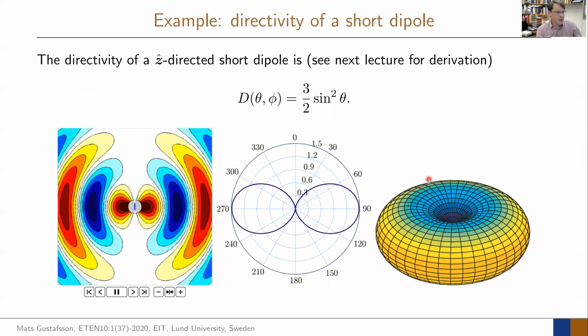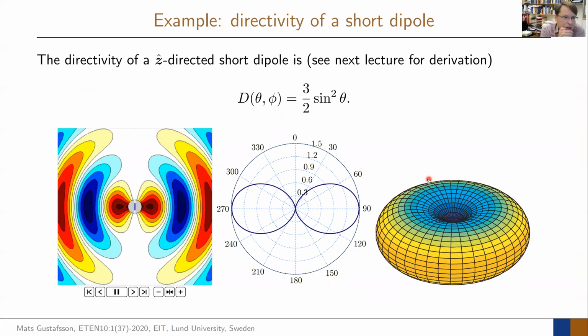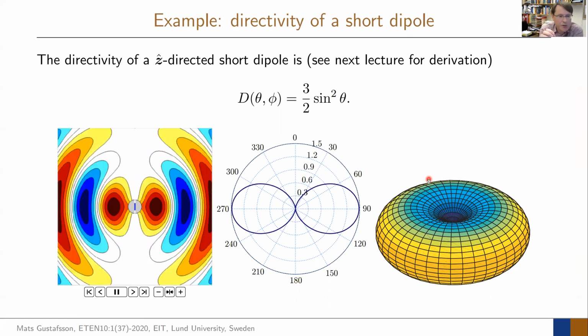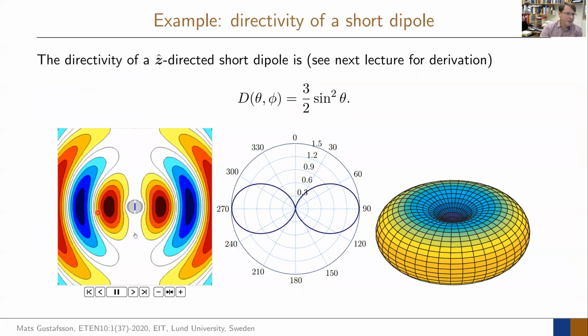So one example here, we will soon quit this. If we now take our short dipole and we look at the directivity of that one, this is precisely what we will calculate on Thursday. So that will determine what the directivity of a dipole is. We will figure out it is 3/2 sine square theta. And that is this pattern that you see here.